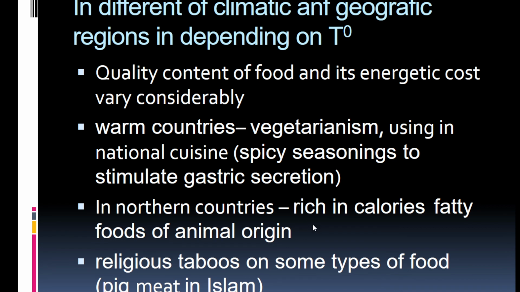But in northern countries, persons who live there need calorie-rich fatty foods of animal origin, because this food has more calories and, for example, more of the needed amino acids, etc. But first of all, calories. And in order to regulate and determine more acceptable nutrition in different geographical regions, we have religious taboos on some types of food. For example, pig meat in Islam.